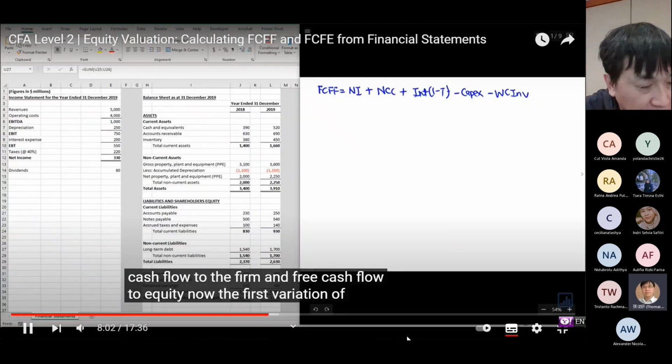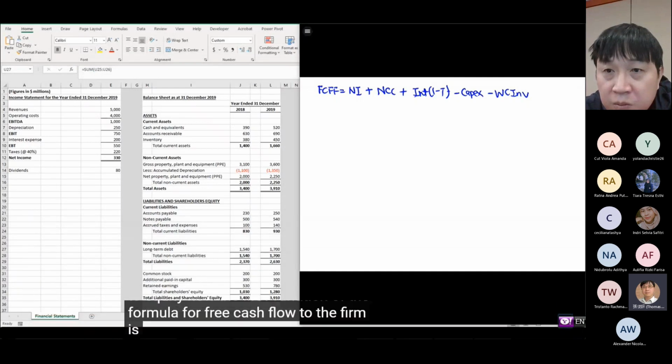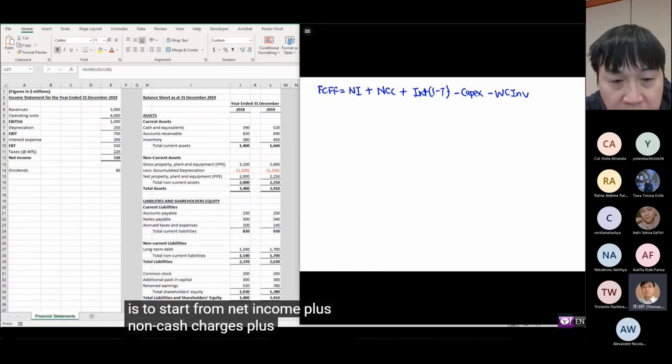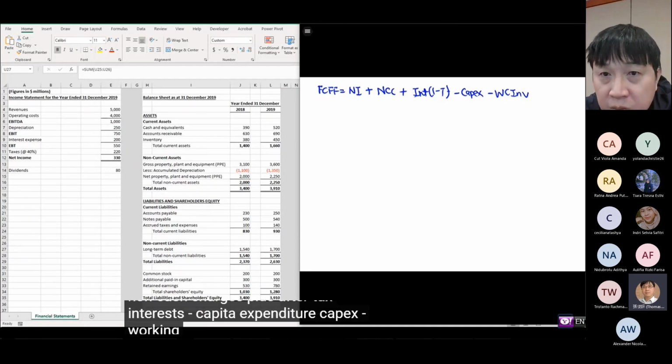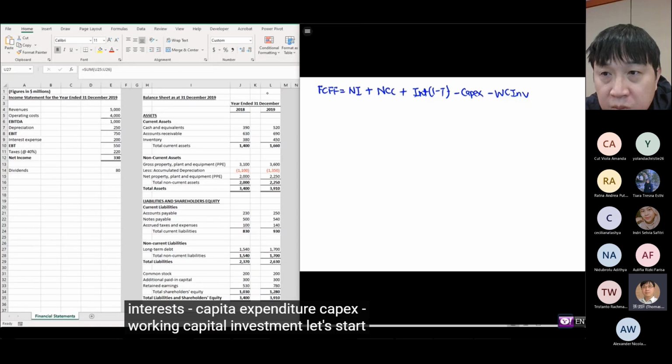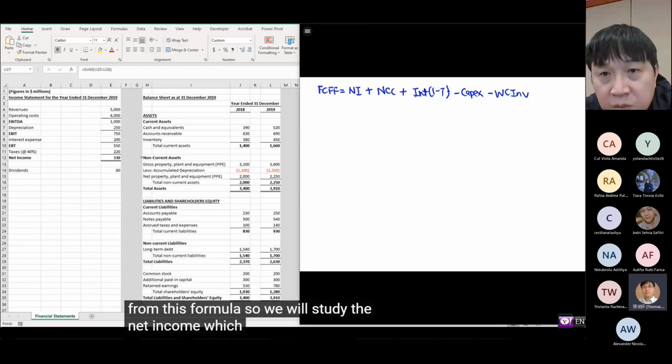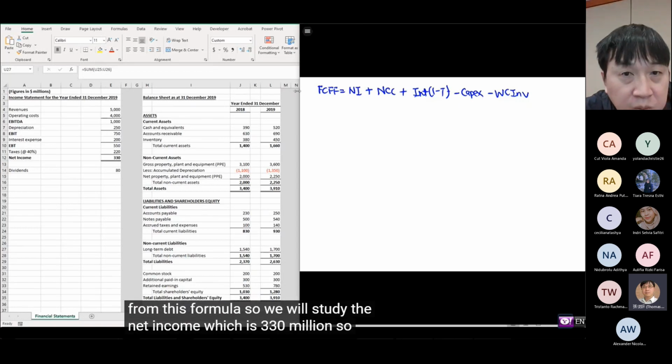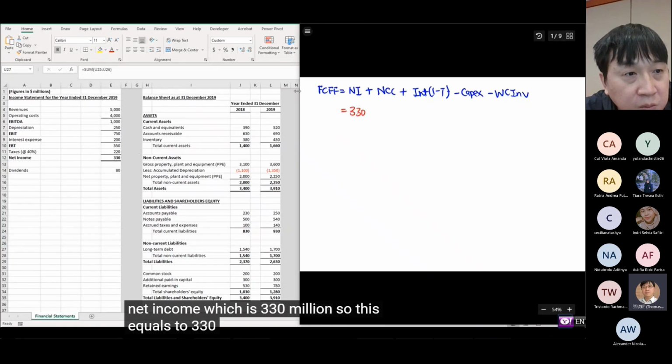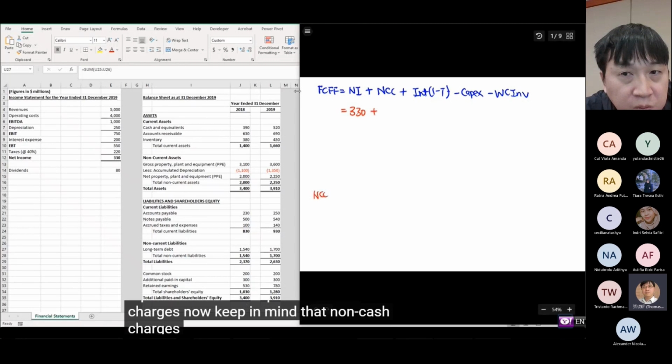Now the first variation of the formula for free cash flow to the firm is to start from net income plus non-cash charges plus after-tax interest minus capital expenditure, capex, minus working capital investment. Let's start from this formula. So we'll start with the net income, which is 330 million. So that equals 330 million plus non-cash charges. Now, keep in mind that non-cash charges are things like depreciation.